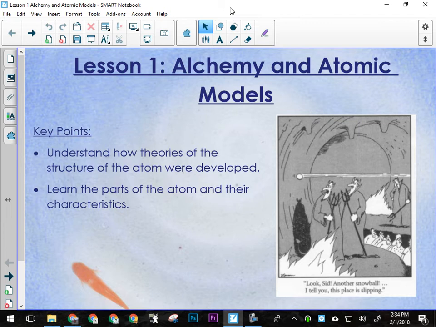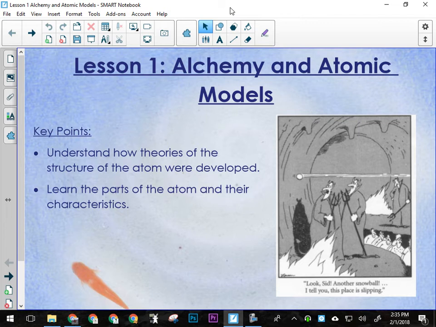So for this one, let's understand how the theories of the structure of the atom were developed. Basically, it's an example of the scientific method. We thought that this is what the atom looked like until we got information and data that said otherwise, and then we changed our thinking. And then lastly, learn the parts of the atom and their characteristics.